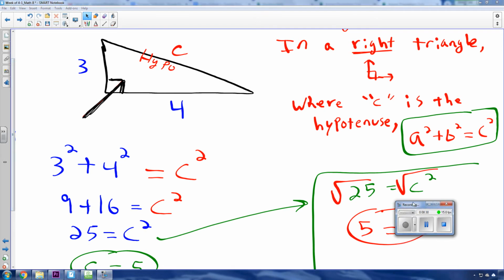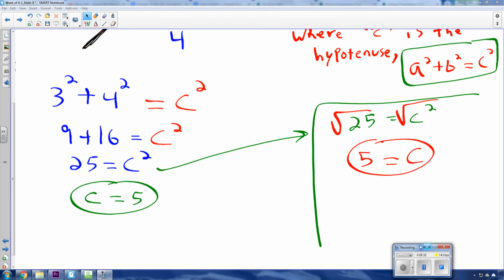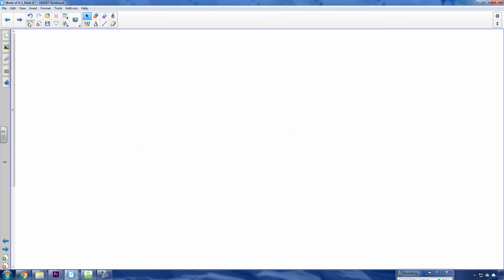All right, so now what we're going to do is we're going to talk about a slightly different example. Slightly different. Okay, so here's what I'm going to do. I'm going to do example 2, and I'm going to have a triangle that looks like this.